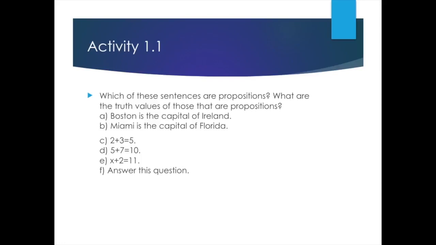As we said, the answer for this activity: the first one is false, the second one is false, the third one is true, the fourth one is false, and the fifth is not a proposition. This is an equation, and the last one is an order, so this is not a proposition.